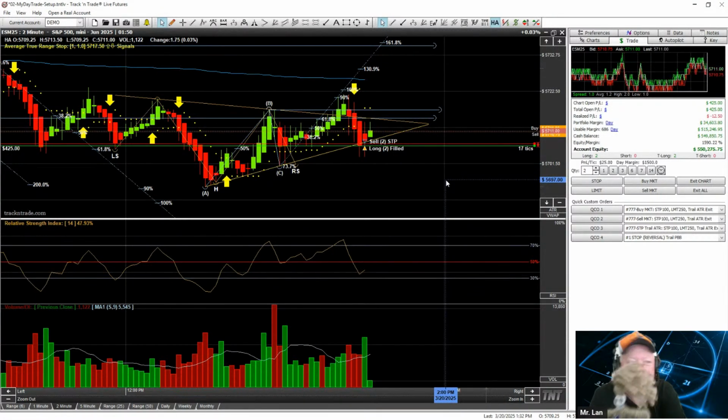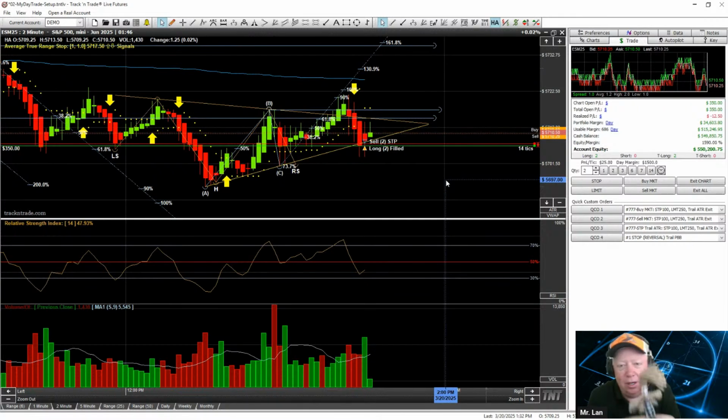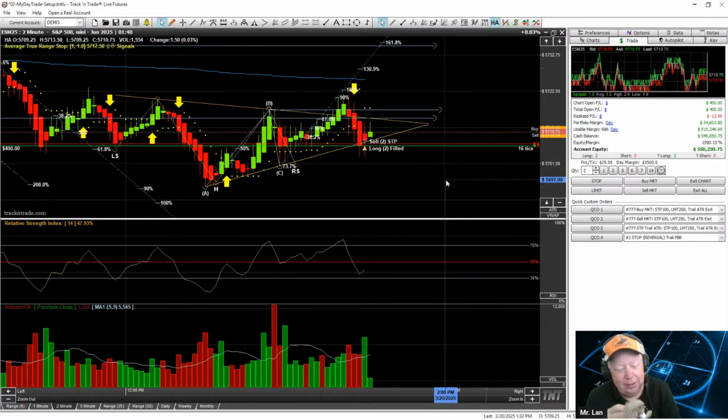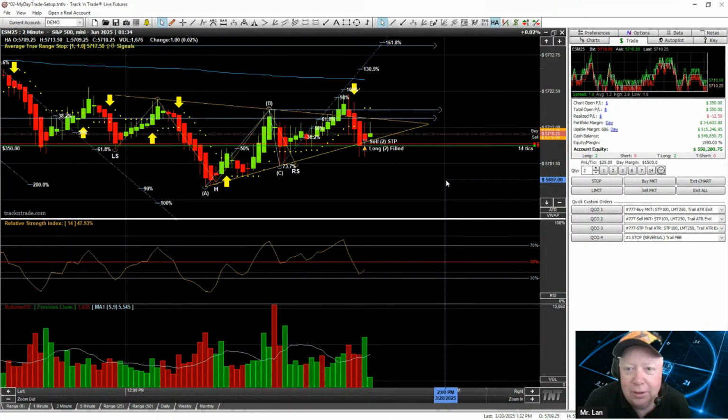Then you got more pins over here. More pins. You can get yours on Amazon, like I did. I'm not selling them. These are not for sale. These are mine. Get your own voodoo dolls so you can move the markets.